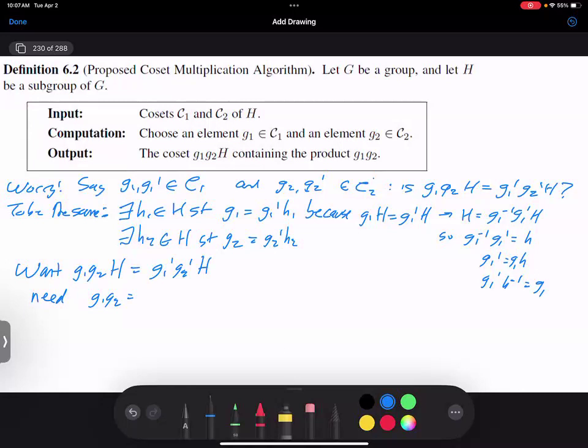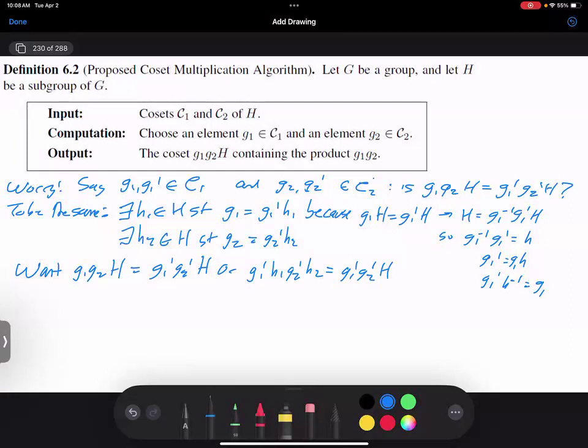So if I want, here. Well, what do we know about G1? G1 is equal to G1 prime H1. So this is the same as G1 prime H1, G2 prime H2 equals G1 prime, G2 prime H. Because I have G1 is just G1 prime H1 and so on.